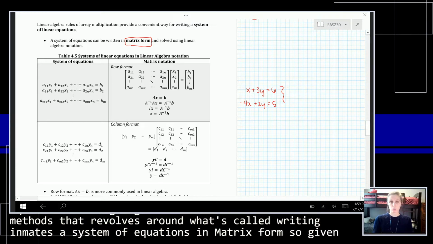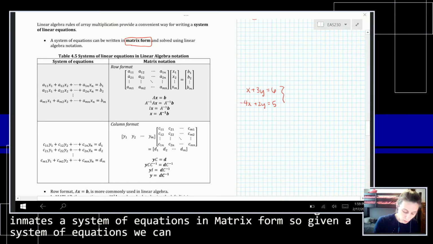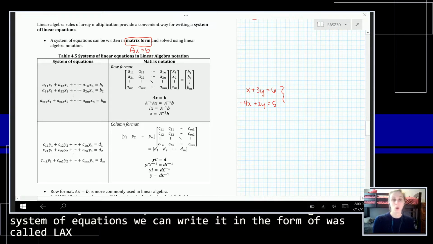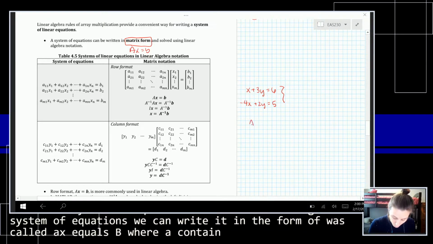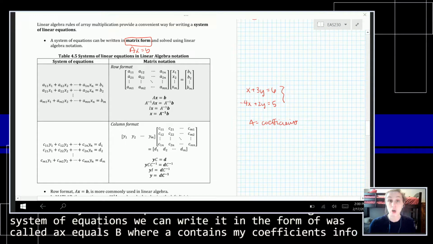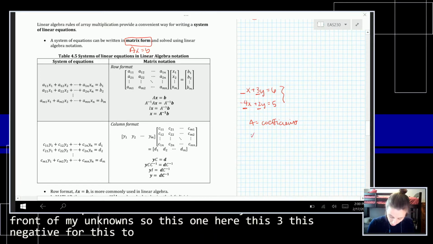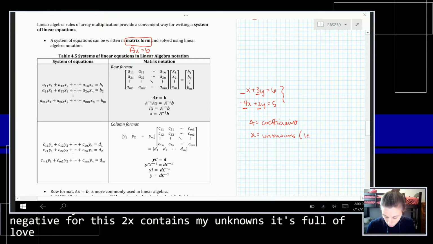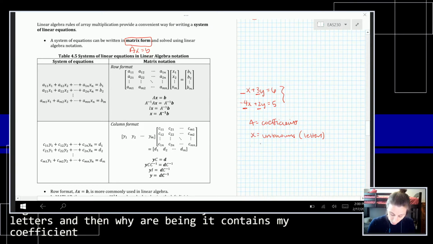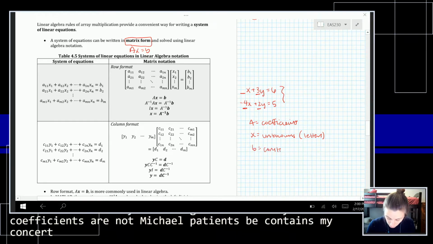So given a system of equations, we can write it in the form of what's called Ax equals b, where A contains my coefficients in front of my unknowns. So this 1 here, this 3, this negative 4, this 2. X contains my unknowns. It's full of letters. And then b contains my constants on my right-hand side.